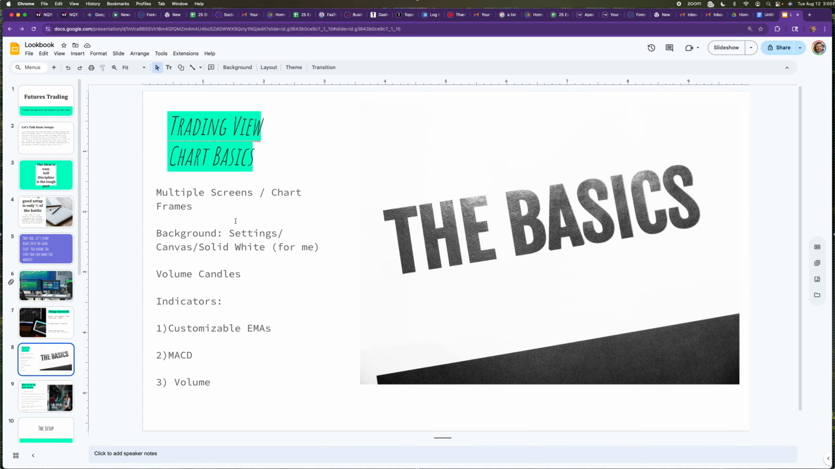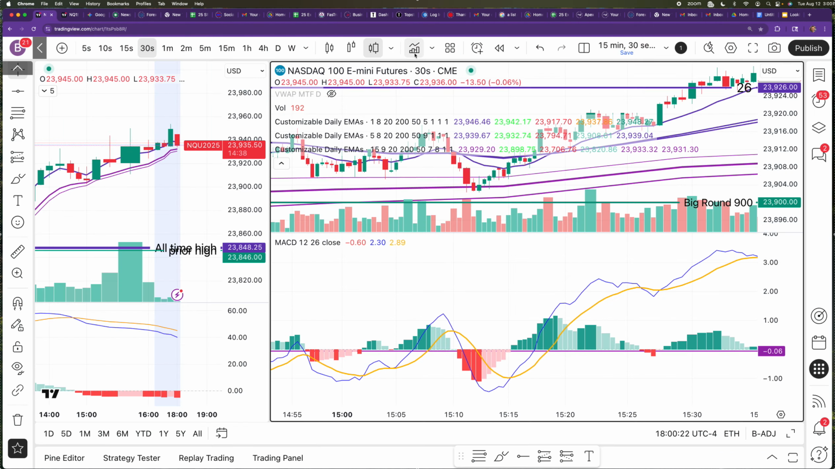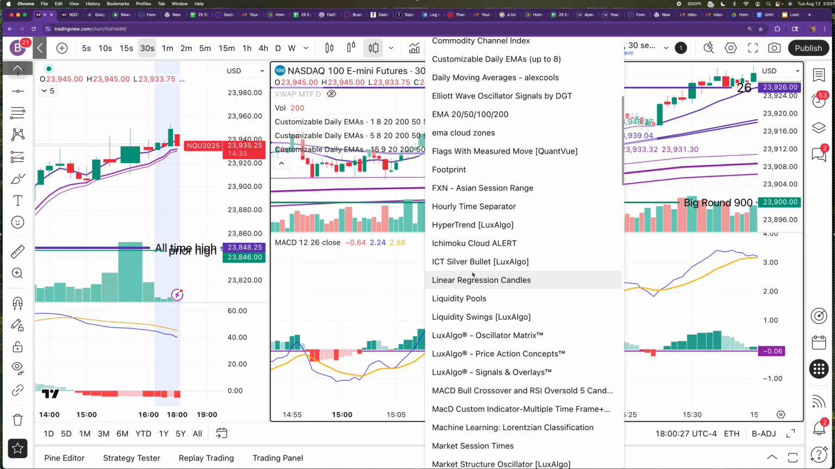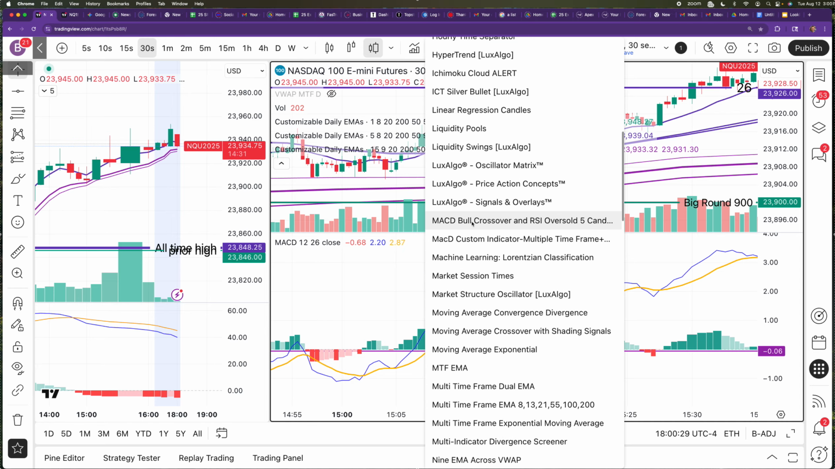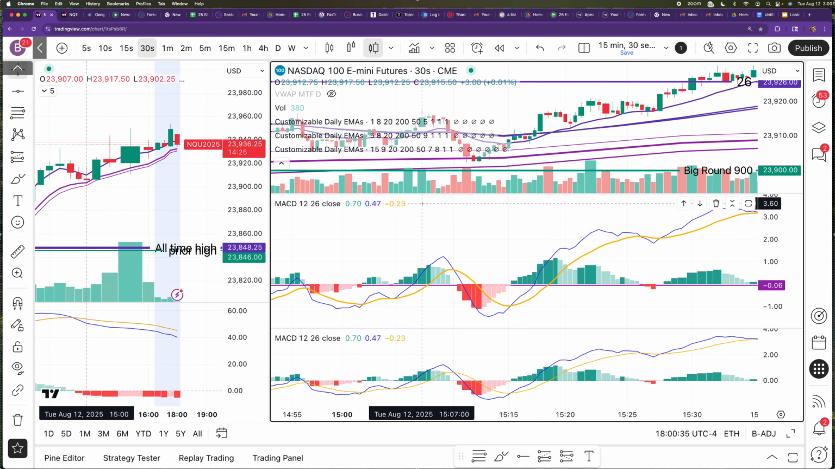Okay, so let's get back up a little bit here. We've gone through how to set up the background. We set up the volume candles, the custom EMAs. MACD is the next. I'm going to show you the MACD right here. I find that under indicators, and we go to moving average convergence divergence, this one right here. There's another instance of it, which I will now erase.